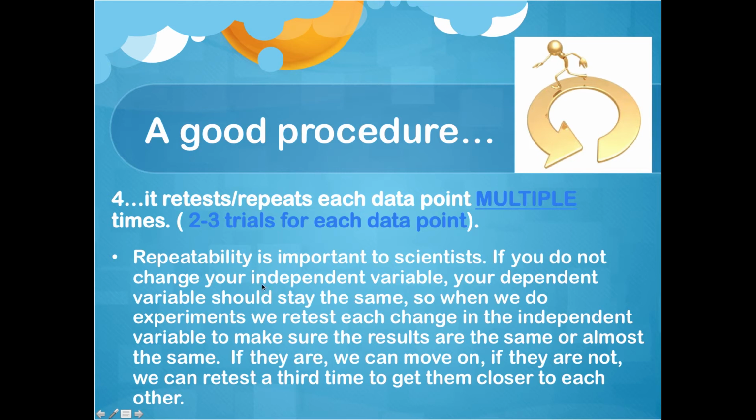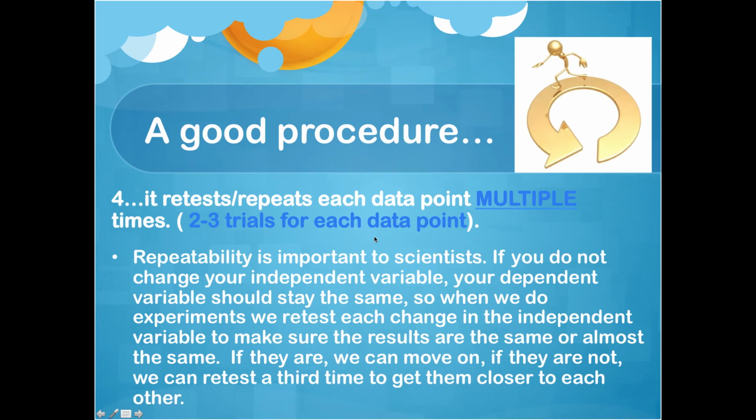If you're changing your independent variable, your dependent variable should be changing too. If you're not changing your independent variable, your dependent variable would also stay the same. So we retest the change in the independent variable to make sure that the results are the same or almost the same. If they are, we can move on. If not, we retest a 3rd time to make sure that we're certain of our answer, and then again we can find an average. So repeating each data point.